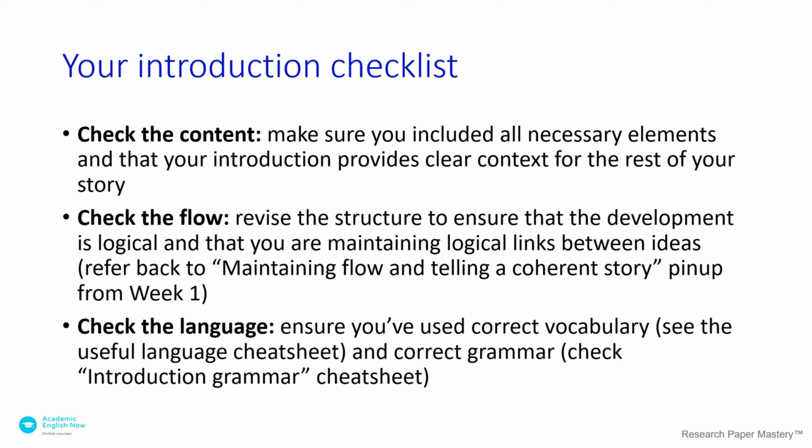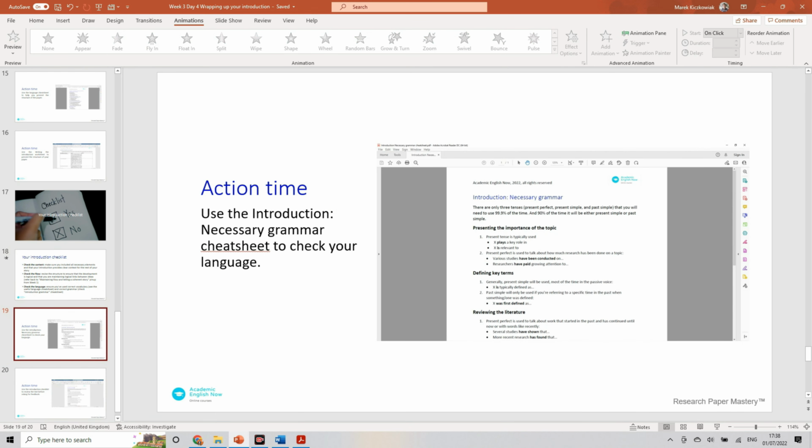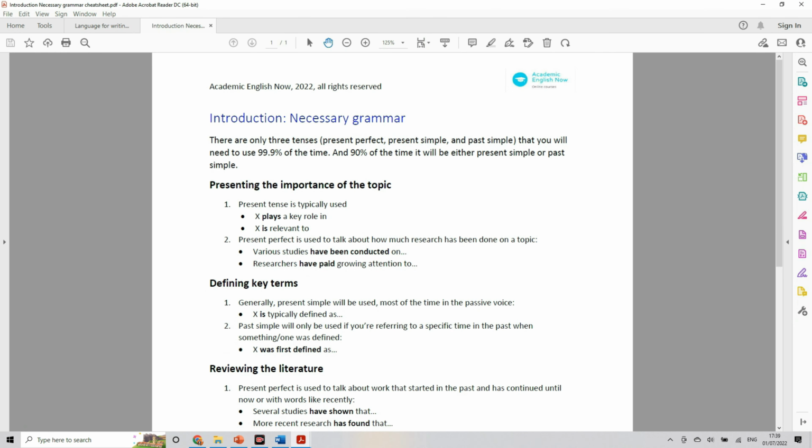And then you want to check the language, right? So you want to ensure that you've used the correct vocabulary. So use the language cheat sheet that I've given you. It's there to help you avoid mistakes, right? And you want to check that you've used correct grammar. How are you going to do that? Well, I've prepared an introduction grammar cheat sheet for you, right? It's a PDF document, and I included it in the materials section just above this video.